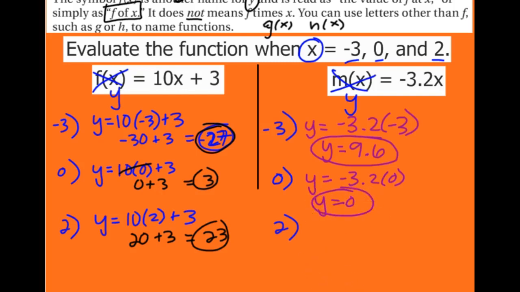If I plug in a 0, -3.2 times 0, well, anything times 0 is 0. So that one's easy. And then last, -3.2 times 2. So we're just going to double it. It's still going to be negative. If I double 3.2, it should give me 6.4. If you're not sure, plug it in your calculator. So those are my 3 answers here.